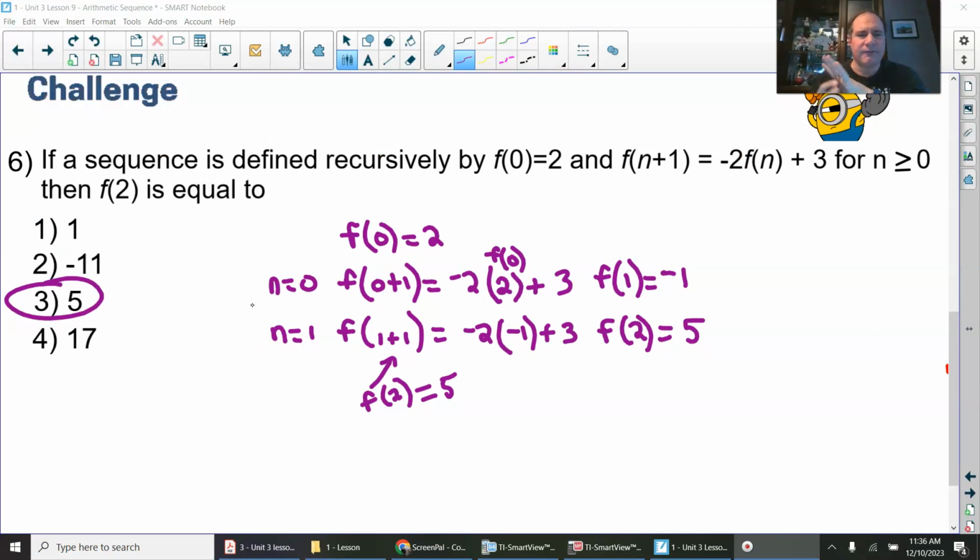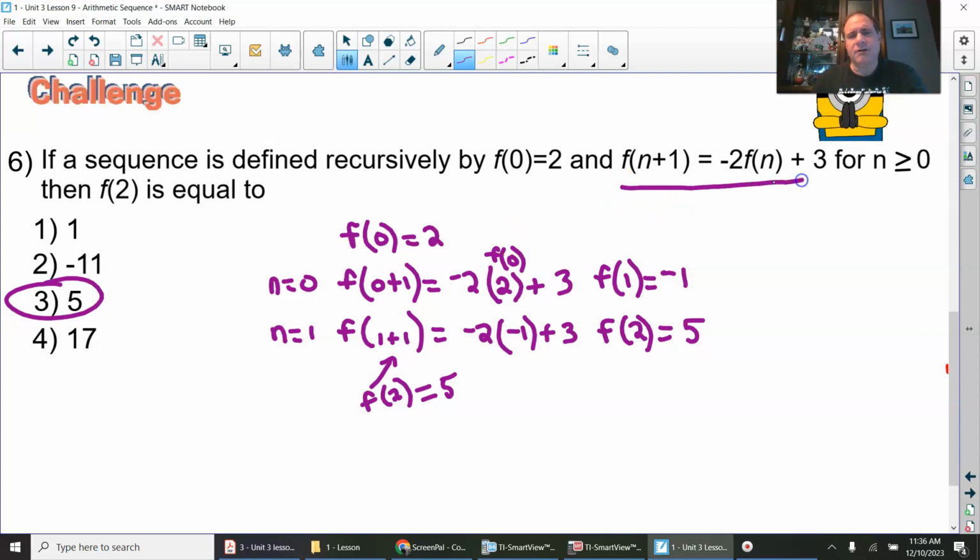It's like f of 0 equals 2, f of n plus 1 equals -2 times f of n plus 3, right? That's the formula that you are going to use. And just remember, this is basically just the next term, and it's a way of using the prior term to figure out the next term.